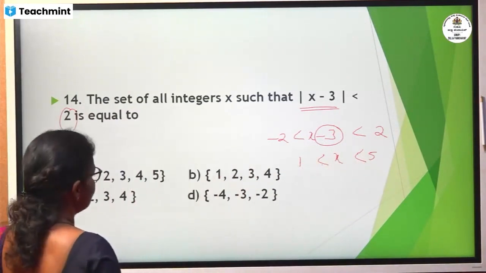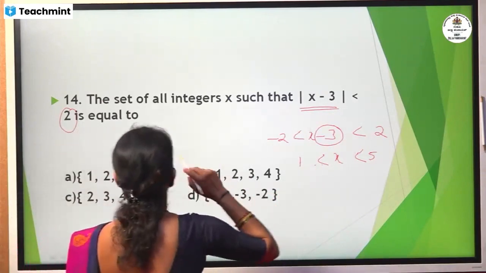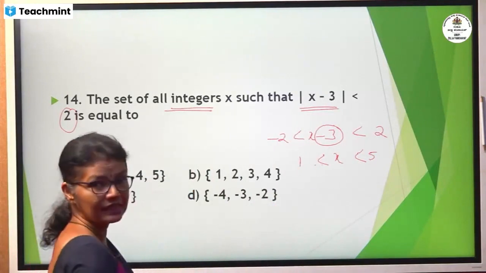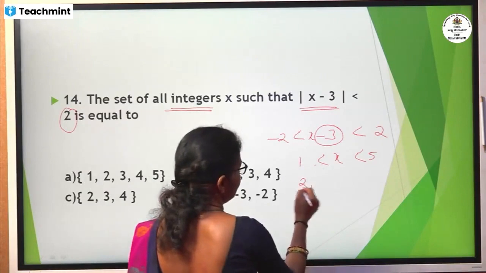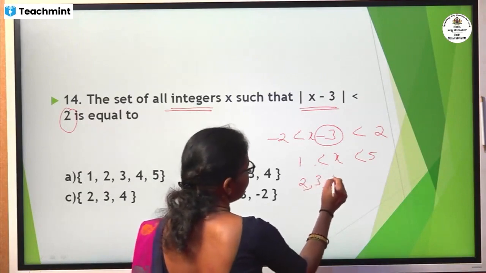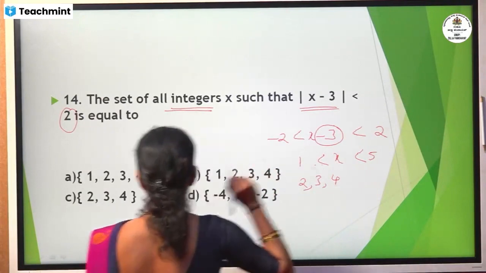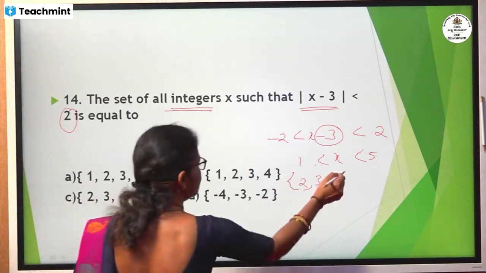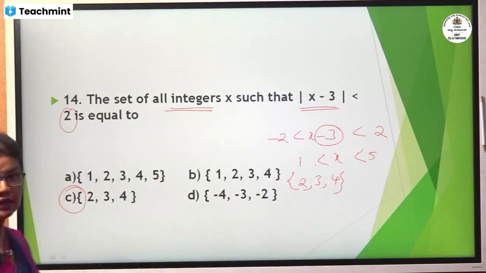Check with the options. The x value is greater than 1 and less than 5, and the condition is that it comes under the set of integers. So greater than 1 means it can be 2, it can be 3, it can be 4. It cannot be 5 because equality is not there. Only 3 values, 2, 3 and 4. So if you check with the options, option C holds good.